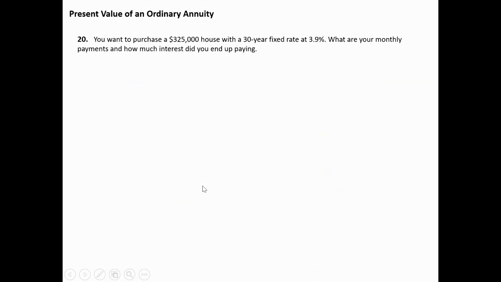Now I believe this is my last problem here. Okay, this problem, guys, is from section 5.4, and now we have a different formula. This is called the present value of an ordinary annuity. This is to purchase an expensive item, and to find what the monthly payments will be.